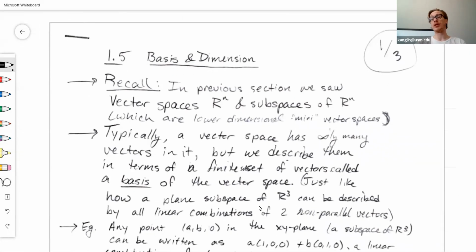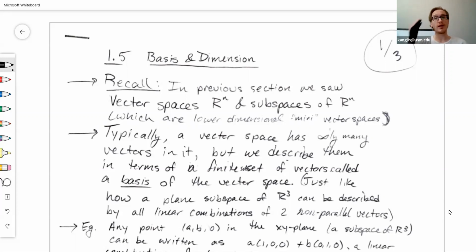Just like how a plane, a plane subspace of R3, can be described by all linear combinations of two non-parallel vectors, right? If I have a vector pointing here and a vector pointing in some other direction, any linear combination of these two will still be some vector contained in that plane swept out by those two vectors. So we want to come up with a way of describing a subspace, something like that plane, in terms of this set of vectors you can describe all elements of the subspace as a linear combination of. We call that set of vectors a basis for the vector space.